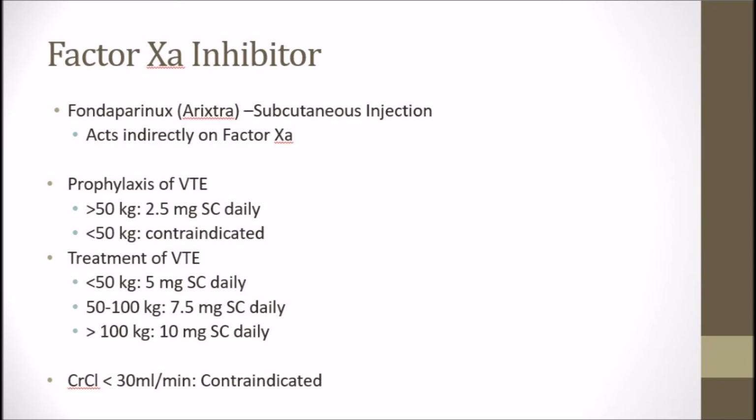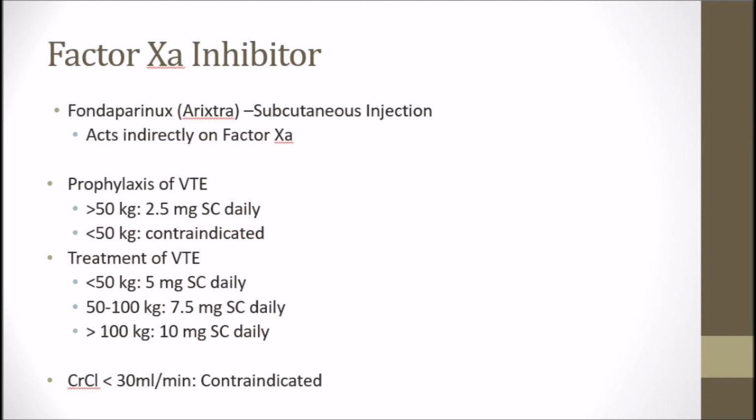There is only one injectable factor 10A inhibitor, and that's fondaparinux or Arixtra, and it acts indirectly on factor 10A. It's used for prophylaxis and treatment of VTE. For prophylaxis, if you weigh more than 50 kilograms, then it would be 2.5 milligrams sub-Q daily. If you weigh less than 50 kilograms, then it is contraindicated.